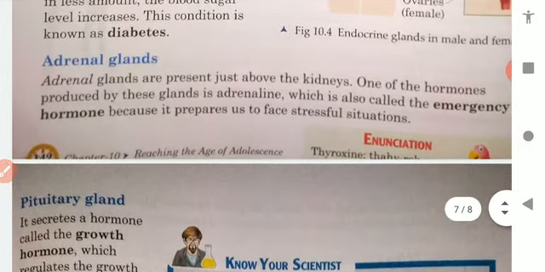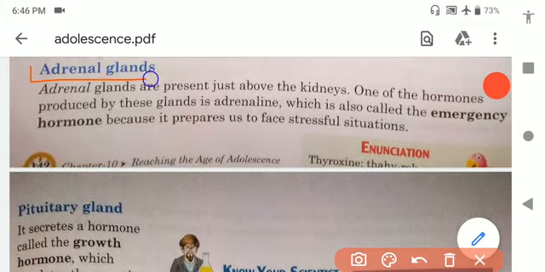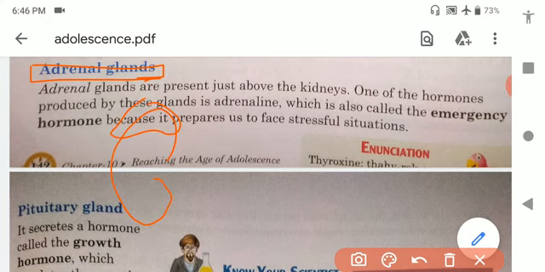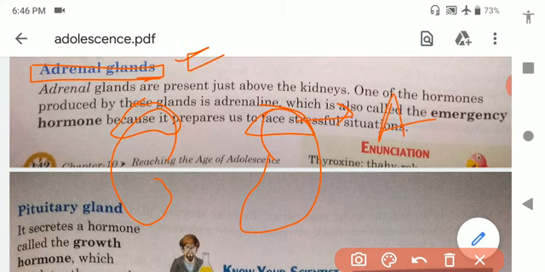So now another gland called the adrenal gland. The adrenal gland is present at the top of the kidney, and this adrenal gland secretes adrenaline. Which hormone is secreted from the adrenal gland? Adrenaline. And this adrenaline prepares everyone for any kind of emergency situation.